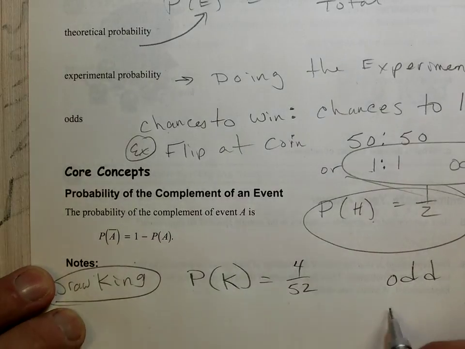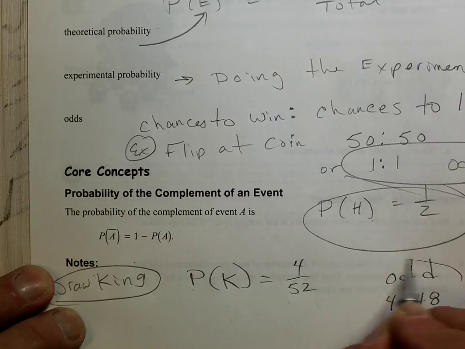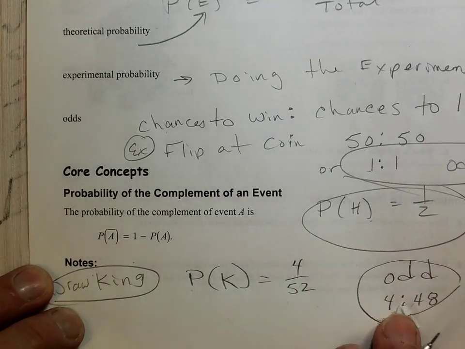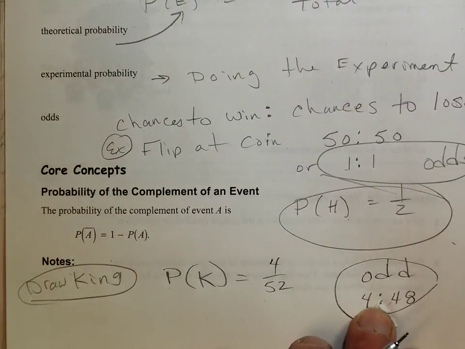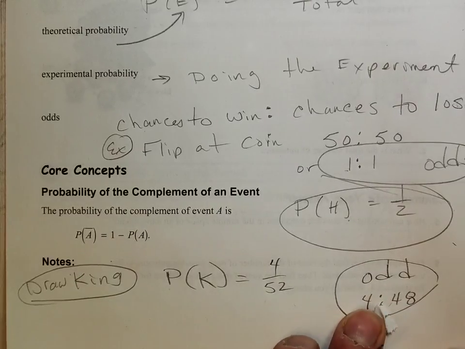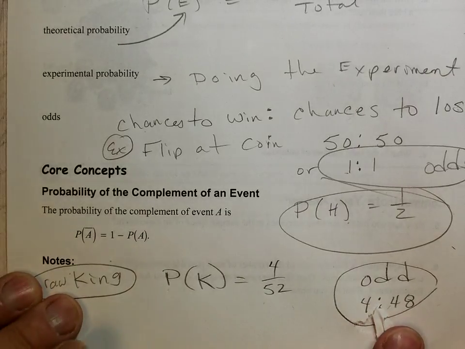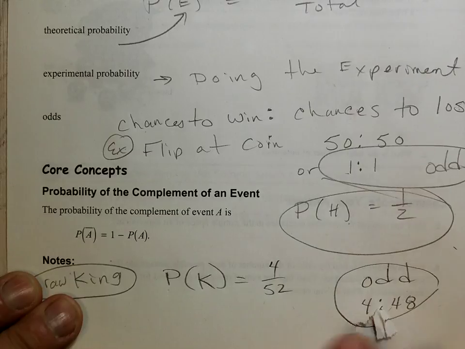But the odds are going to be 4 to 48, because you have 4 ways to win and 48 cards that'll lose. Does that make sense? If I said to you, you get $1 million if you draw a king, you have 4 chances to win, but you got 48 chances to lose, don't you? See how the odds are different than probability?